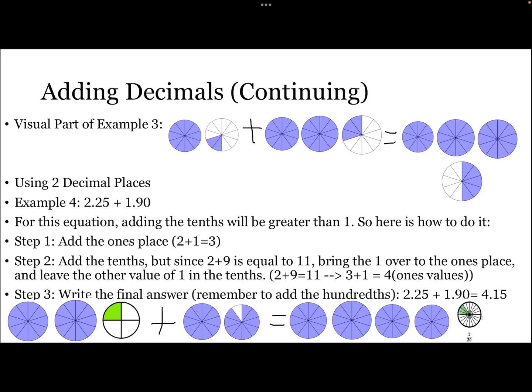So 2 plus 9 equals 11, which means the 3 from the ones place from step 1, you have to add that with 1, which equals 4, and your ones value will be 4. Step 3, write the final answer. Remember to add the hundredths. 2.25 plus 1.90 equals 4.15. And I also showed another diagram here of it.